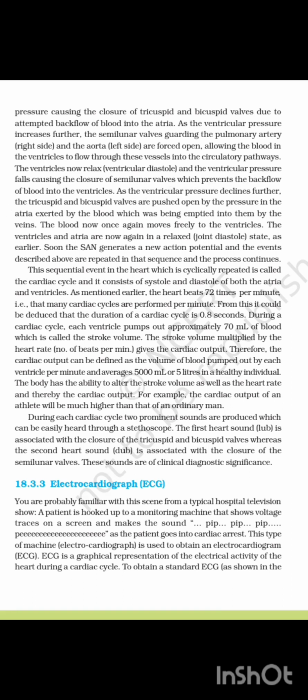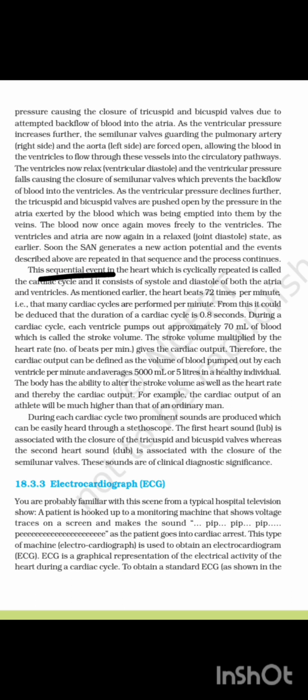As the ventricular pressure declines further, the tricuspid and bicuspid valves are pushed open by the pressure in the atria exerted by the blood which was being emptied into them by the veins. The blood now once again moves freely to the ventricle. The ventricles and atria are now again in the relaxed joint diastole state as earlier. Soon the SAN generates a new action potential, and the events described above are repeated in that sequence.